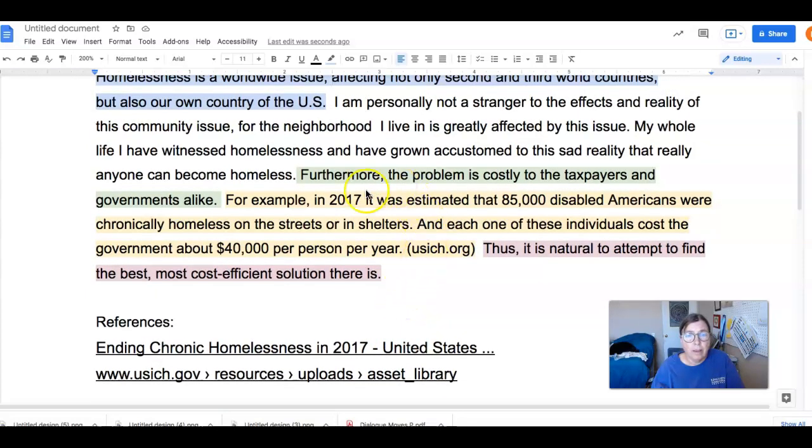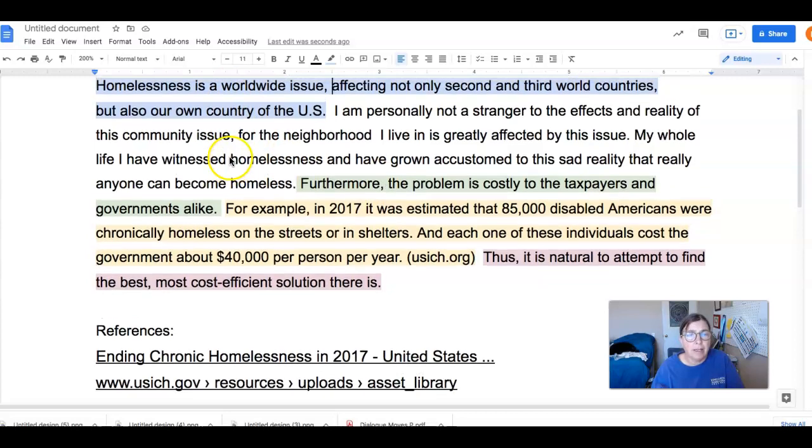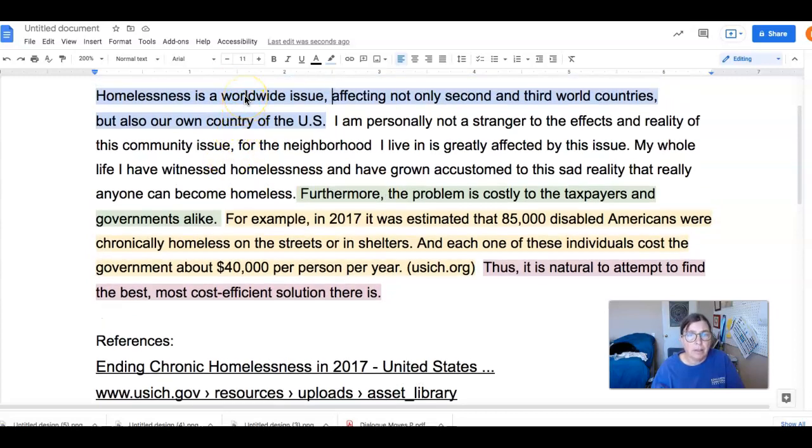So this part is really good. It gives data to support this idea that develops the idea in the topic sentence. The topic sentence says homelessness affects the U.S. The development says one way it affects the U.S. is it's costly to us. The example gives us exactly how much it costs us. So that sequence is fabulous.